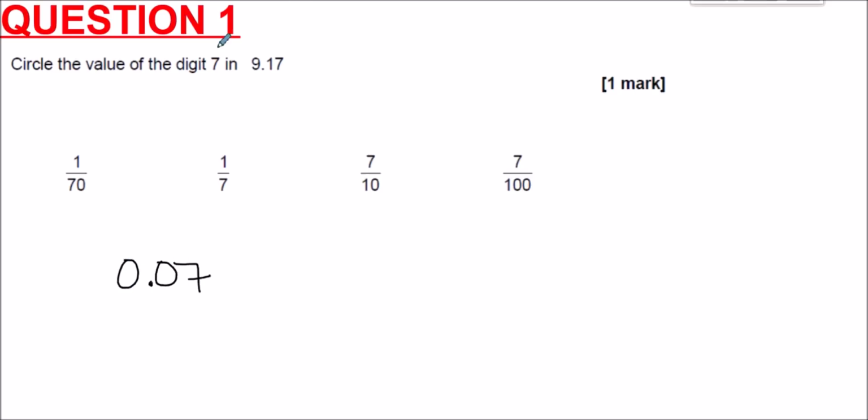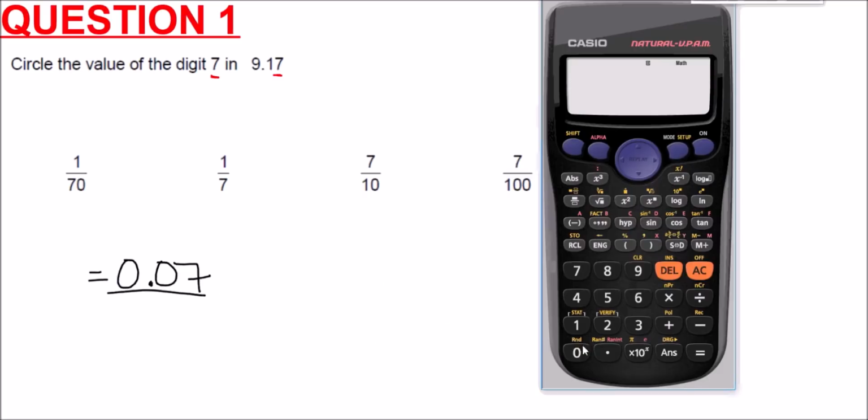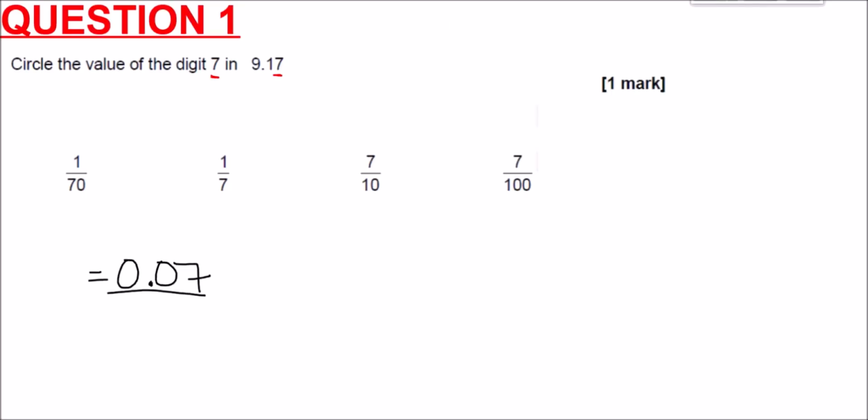The only thing we're interested in is the 7, which comes as the second decimal place. And so we can find the value of the 7 on its own by typing in this on our calculator display, 0.07. So if we do this now, 0.07, press equals, it's 7 over 100. And so the answer we need to circle is 7 over 100. And that's the first one done.